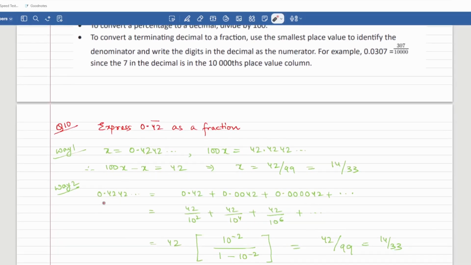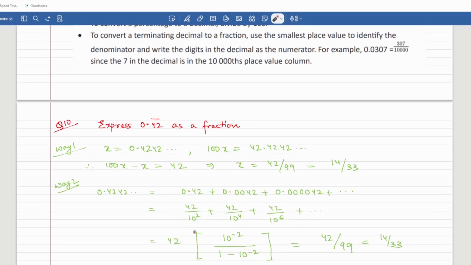So if you have a recurring decimal like this 0.4242, you can write it as 0.42 plus 0.0042 plus 0.000042 and so on. So this is 42 by 10 square plus 42 by 10 to the power 4 plus 42 by 10 to the power 6 and so on. This is an infinite GP. So take 42 common. The first term becomes 10 to the power minus 2 and the common ratio is also 10 to the power minus 2. So use the formula of sum to infinity, which is a by 1 minus r. So 10 to the power minus 2 by 1 minus 10 to the power minus 2, which gives you 42 by 99, which is 14 by 33.